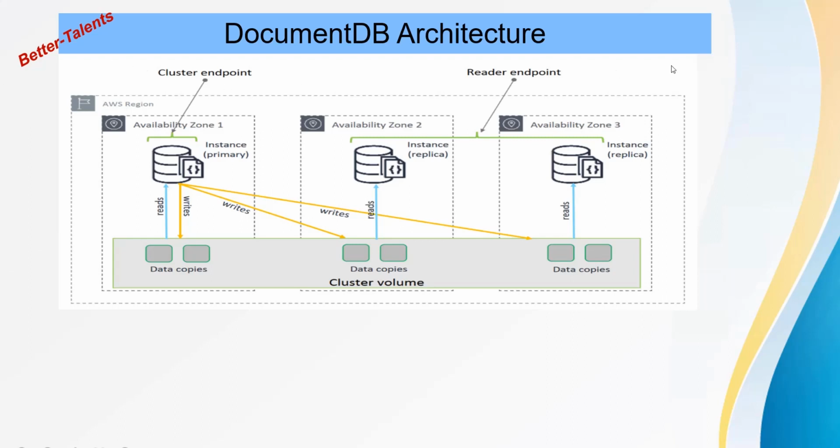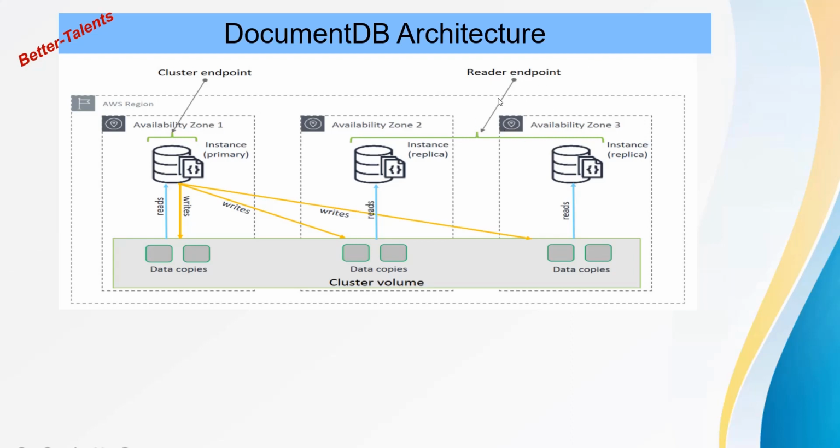In a DocumentDB cluster, we can have one primary instance, and you are supposed to do all the writes through the primary instance. So this is the primary instance, and these are the replica instances. All these replica instances we can create in different availability zones, and we will have a cluster endpoint through which we can do the writes to the cluster.